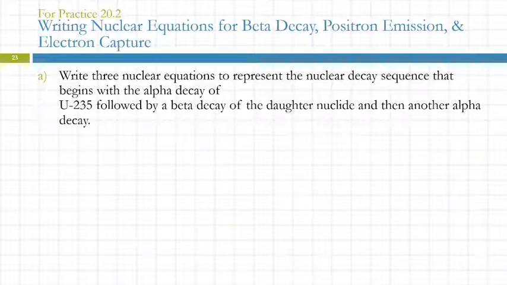So I'm going to start this out by writing the nuclear symbol for uranium-235. That notation doesn't give the atomic number, but that's okay because no chemist should be further than arm's reach from a periodic table.